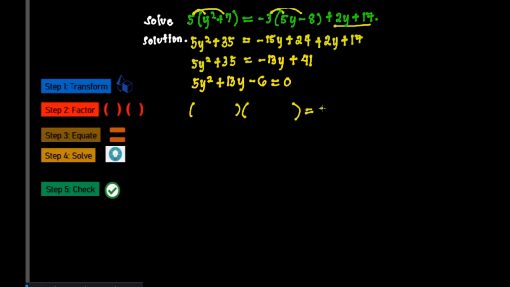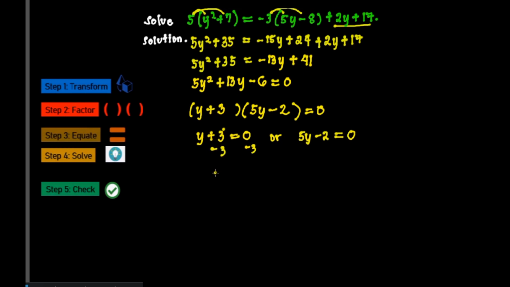Okay, let us factor that equation. So, I want you to check these two factors, y plus 3 times 5y minus 2 equals 0. If that is correct, we can equate these two factors. So, equate natin sa 0 si y plus 3. And then later on, si 5y minus 2. Y plus 3 equals 0. Or, we have 5y minus 2 equals 0. And then we solve the resulting equation.